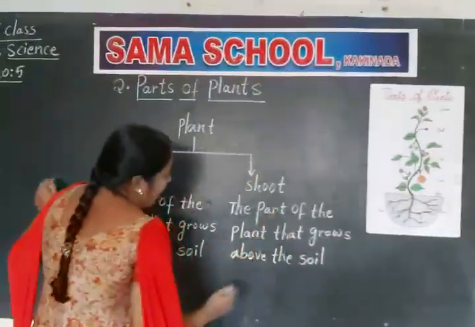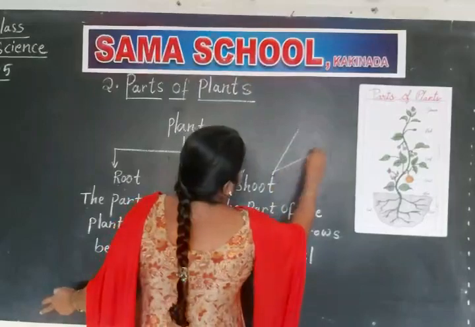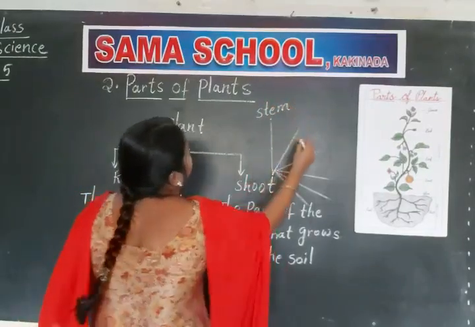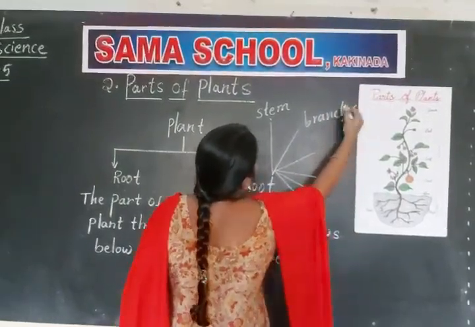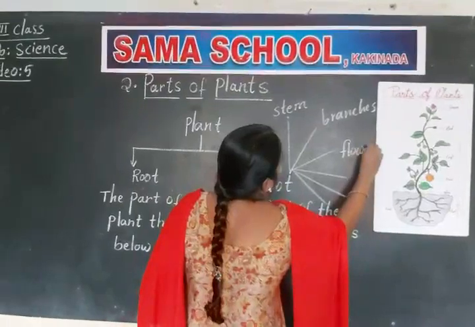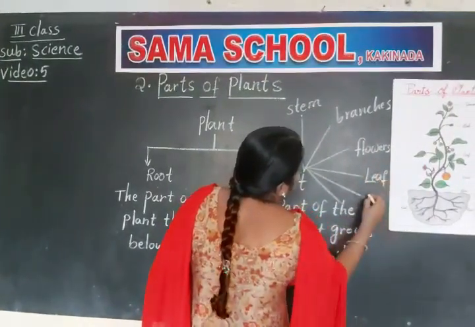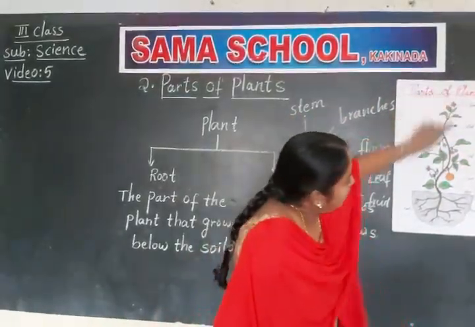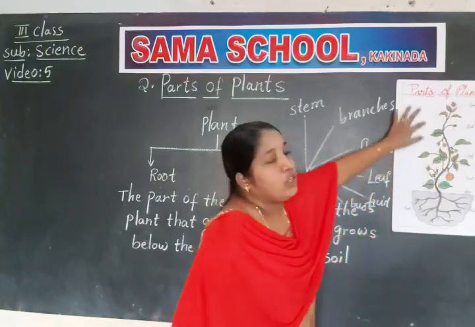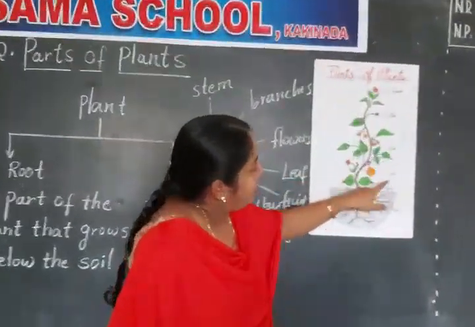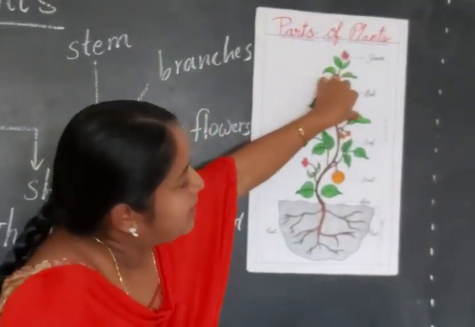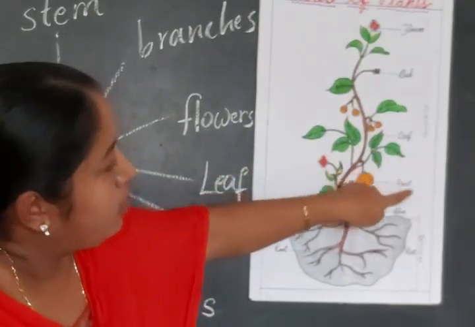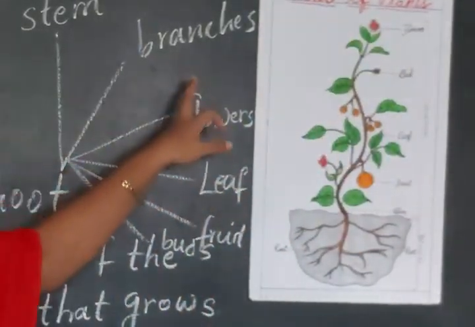Okay. And this shoot part mainly consists of stem, branches, flowers, leaf, fruits and buds. So from here to here, the shoot part. And what are the parts present on the shoot part? Flower, bud, leaf, fruit, stem and this one, branch. These are the main parts present on the shoot part. Clear children? These are the different parts on the shoot part.